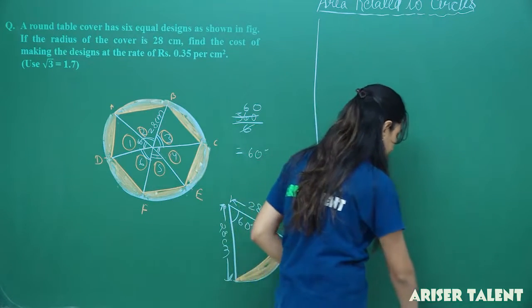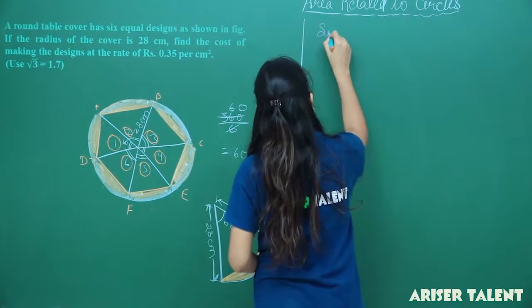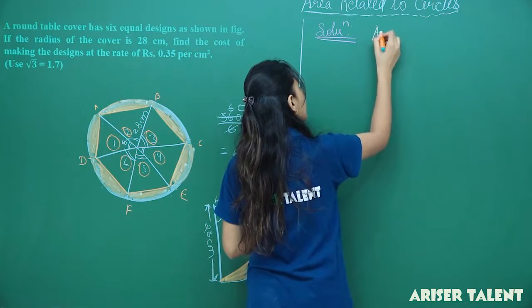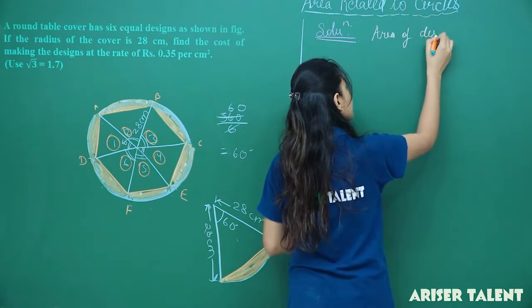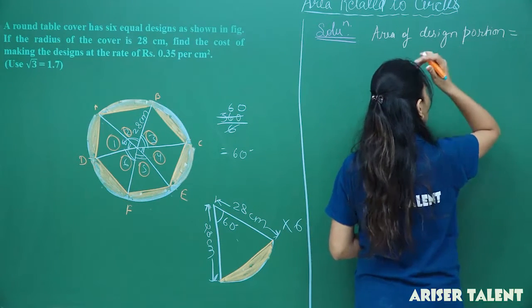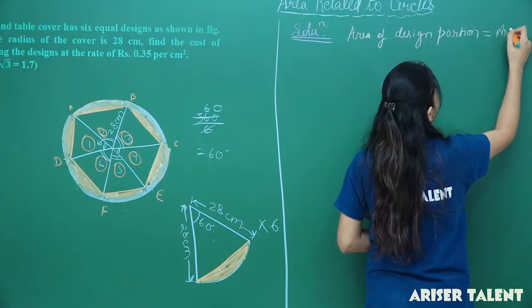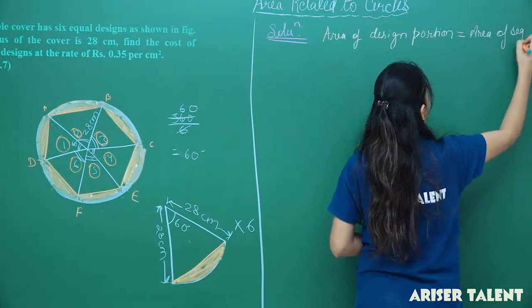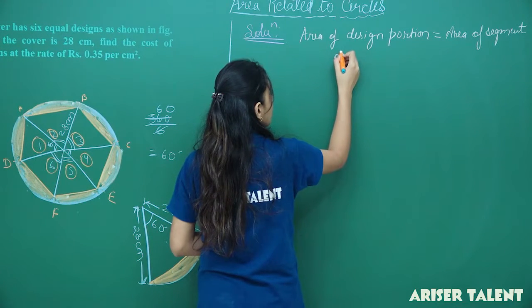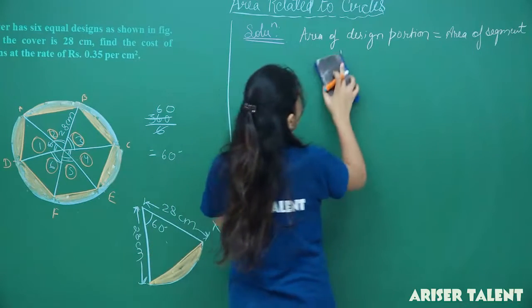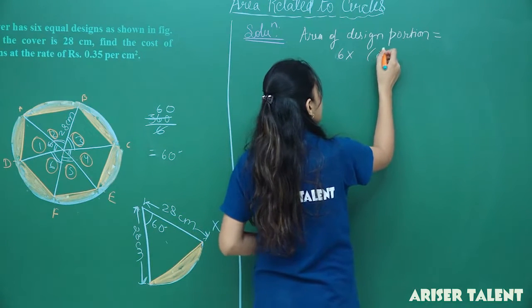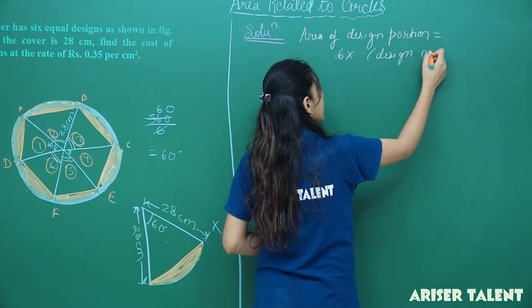Writing for the solution part, area of design portion will be equals to area of segment, which consists of one design, or I can write directly 6 multiplied by design area segment.